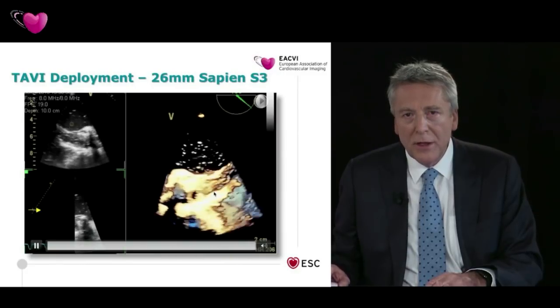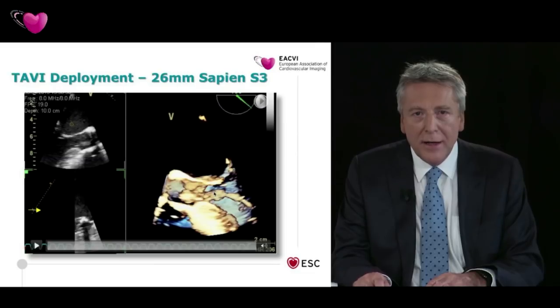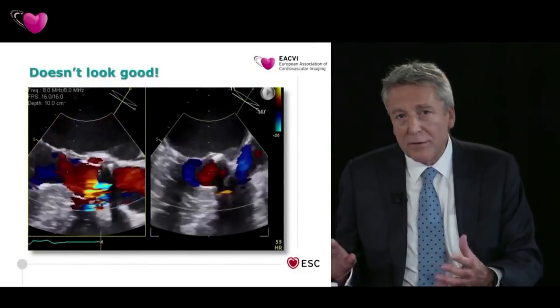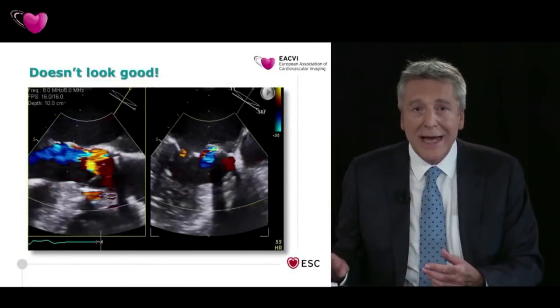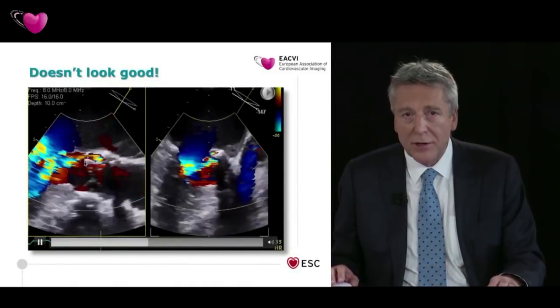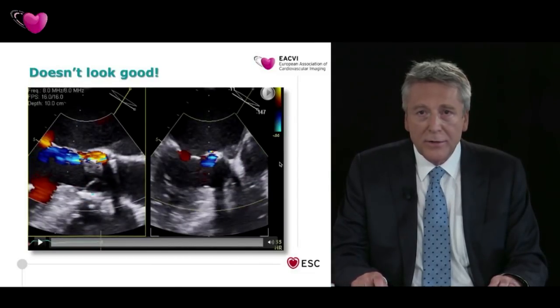And so that balloon has burst there. And when we move on to look at the immediate post-deployment TOE images, you can see that in fact what's happened is the balloon burst before the valve was fully deployed, and we now have an under-deployed valve with significant paravalvular regurgitation, which you can see here. So that's not a good thing.